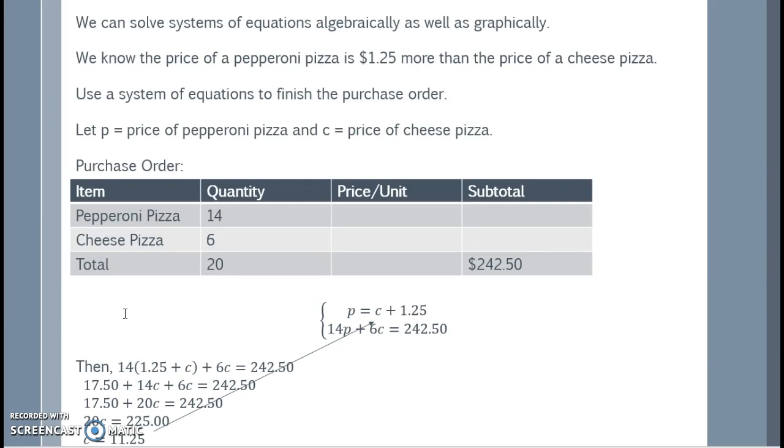We can then find what a pepperoni pizza is by inputting 11.25 into the pepperoni equation. So pepperoni is equal to 11.25 plus $1.25. So a pepperoni pizza is $12.50. We now can finish our chart. Because we know that a pepperoni pizza is $12.50 and a cheese pizza is $11.25, altogether would be $23.75. I can then figure out my subtotal category by taking 14 times $12.50 for $175, 6 times $11.25 for $67.50, and adding each subtotal in each subcategory. I can see that altogether we balance out at $242.50.